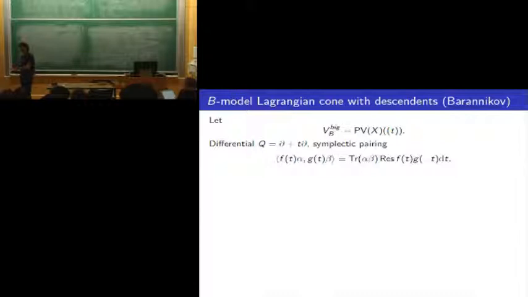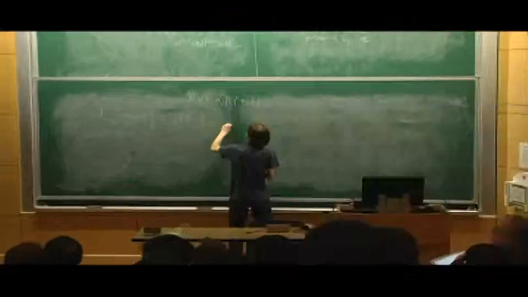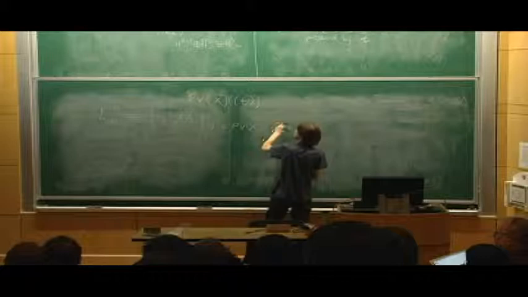And the Lagrangian cone is something very simple to write down. It's just the set of things of the form t e to the f over t, where f has no negative powers of t in it. And as we see, this is a formal germ of a cone defined near the point 1, because I think of f as being near 0.